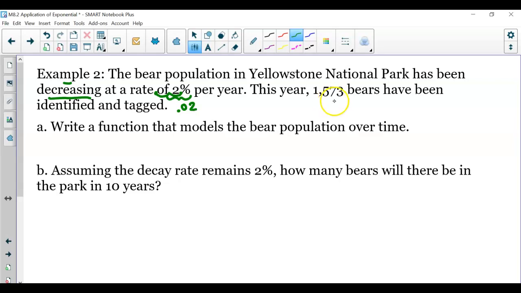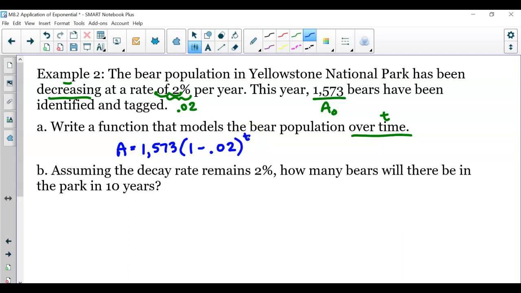This year, 1,573 bears have been identified. So here is our initial value. Now we're going to write a function that models the bear population over time. So again, we don't know what time is yet, so we'll still use t in our function. A is equal to the initial, which is 1,573, times 1, but now minus, because we are decreasing by our rate of 0.02, to represent that 2%, to the t power over time.